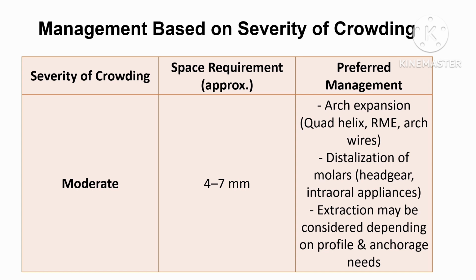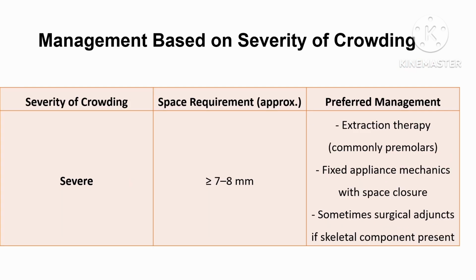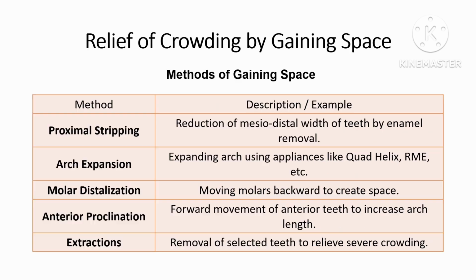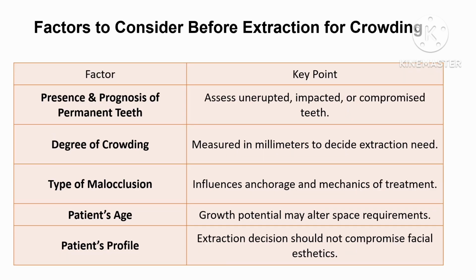In some cases, extraction may be considered if expansion alone is insufficient or if facial profile demands improvement. For the cases with severe crowding exceeding 7 to 8 mm, extraction therapy is always necessary, most commonly of premolars, followed by alignment with fixed orthodontic appliance. Please go through these two tables, the relief of crowding by gaining space, and the next table is factors to consider before extraction for crowding.